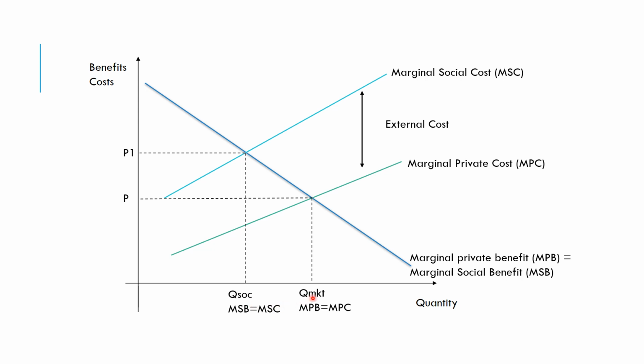Now we can see that the level of output the free market gives us is different to the level of output that we want desirably from society's perspective. So the free market here has failed. It's not given us the desirable quantity. In fact, it has been an overproduction. So too many cigarettes, for example, being produced here. We can go one step further and we can quantify the level of loss to society, which we call the net welfare loss.